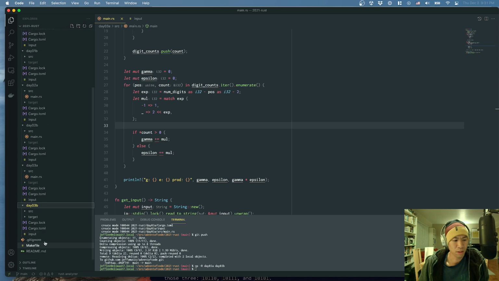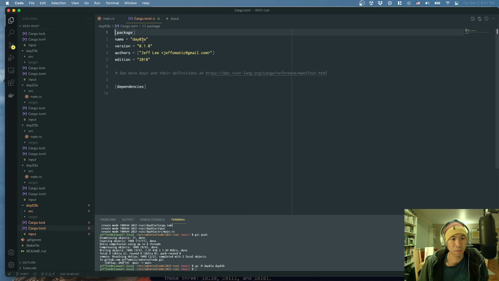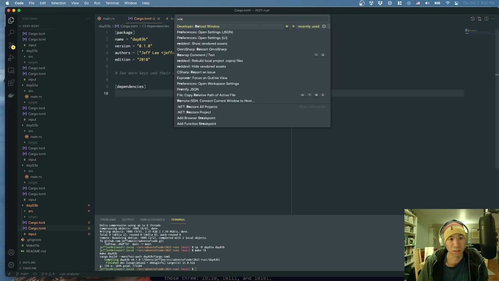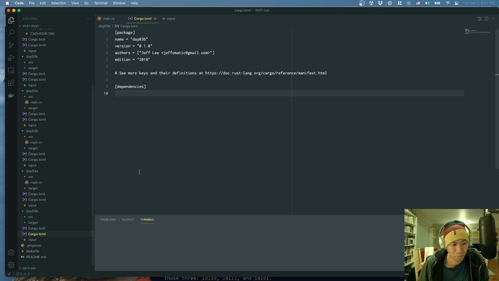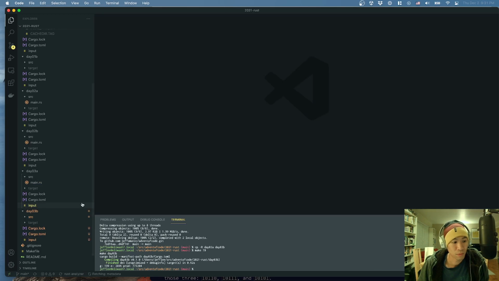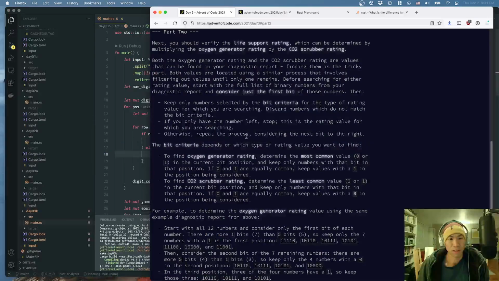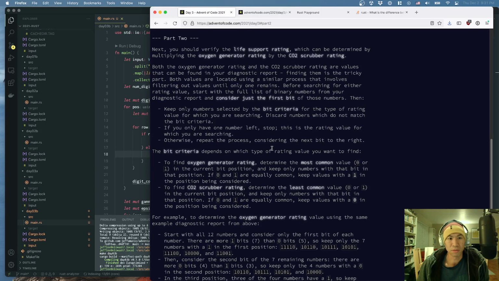Day 03B, and as before, we got to rename this thing. Just make sure it runs. And as we are now learning, we need to reload VS Code. Great. Okay, so while Rust Analyzer is warming up, let's go ahead and read part B.